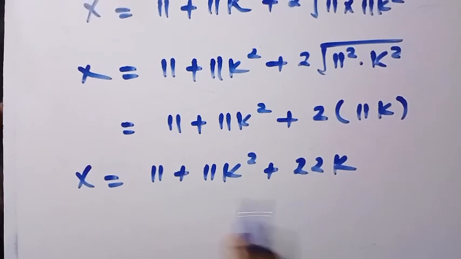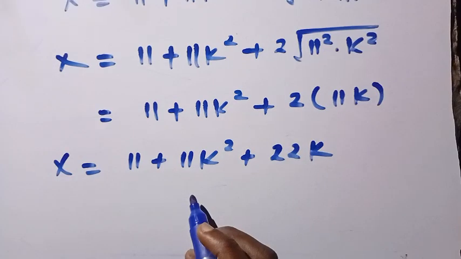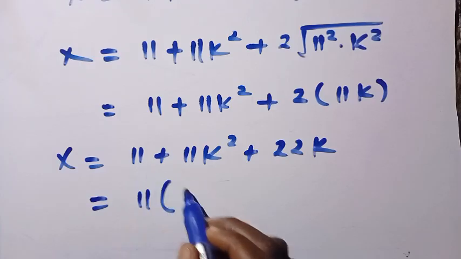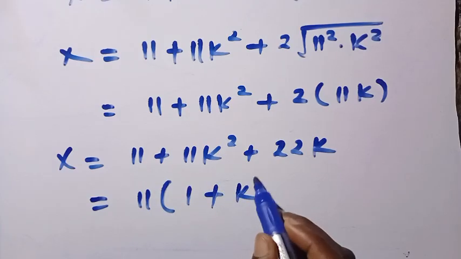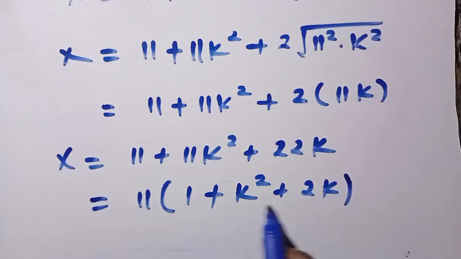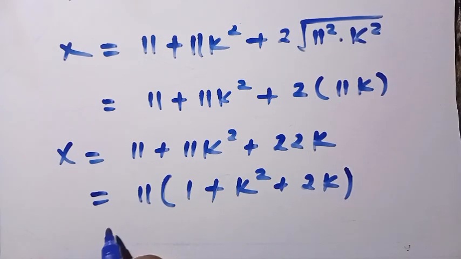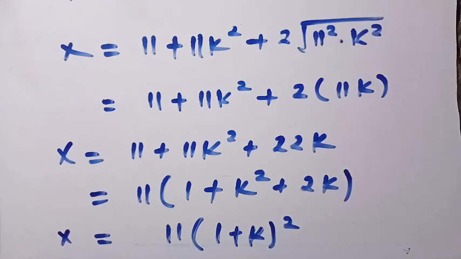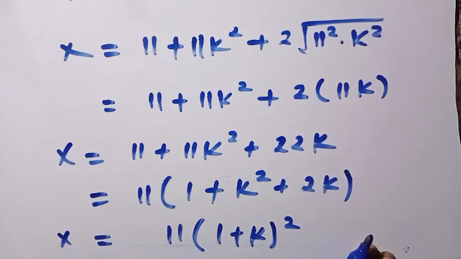From here, to make x the subject of the formula, if I factor out 11 from here, it becomes 1 plus k squared plus 2k. And the whole of 1 plus k squared plus 2k is a quadratic, which is given as 1 plus k all squared. So this gives us x, and we know our y already as 11k squared, then we are going to divide and look for the maximum value of x over y.